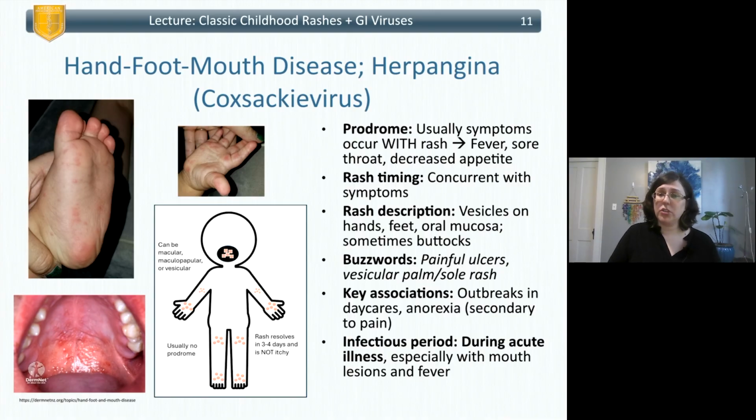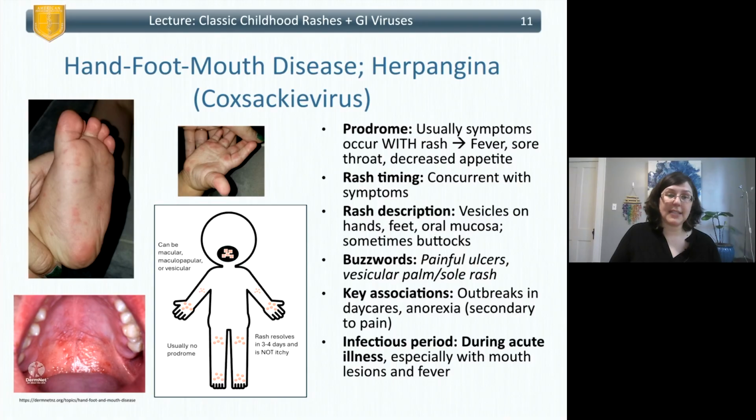Prodrome: usually there are some symptoms that occur first, at the same time as the rash. So this is going to be fever, sore throat, decreased appetite. So typically not much of a prodrome before, but symptoms start with the rash. The rash description is usually more vesicular. It can sometimes be maculopapular or even pustular. And there are going to be vesicles on the hands, feet, oral mucosa, and sometimes the buttocks and the genitalia.